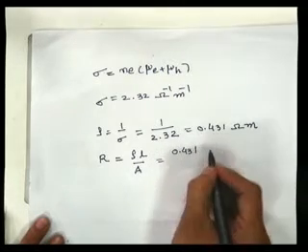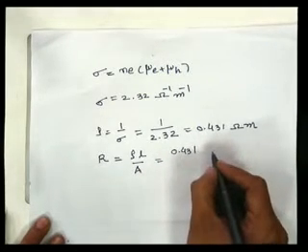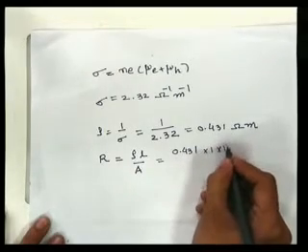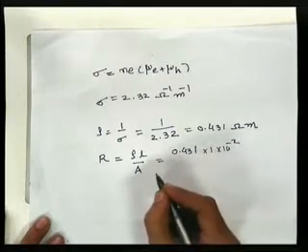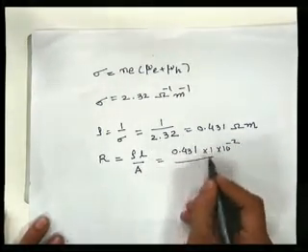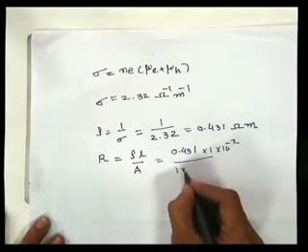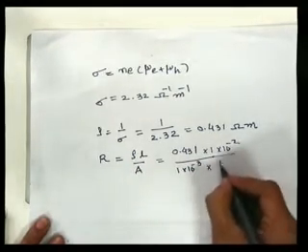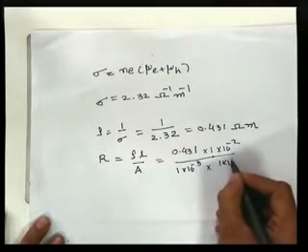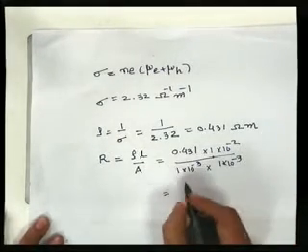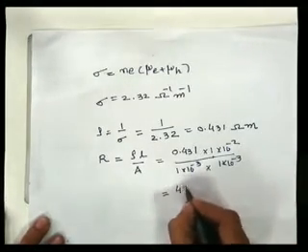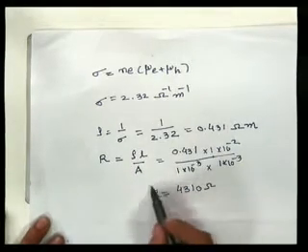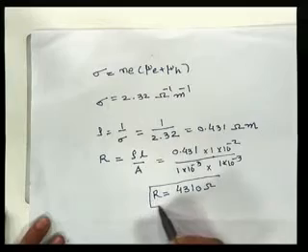The length of specimen is 1 millimeter. That is 1 into 10 raised to minus 2, and the area is 1 into 10 raised to minus 3. So by calculating these values, we will get the resistance, that is 4310 ohm. So in this way, you can calculate the resistance of any given material.